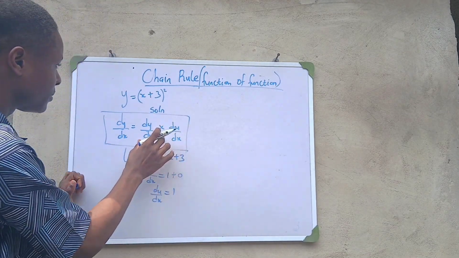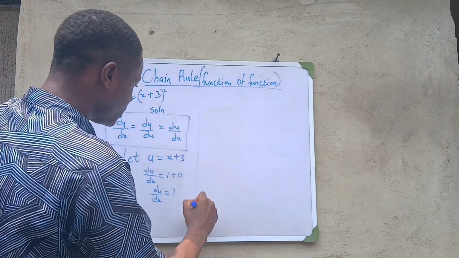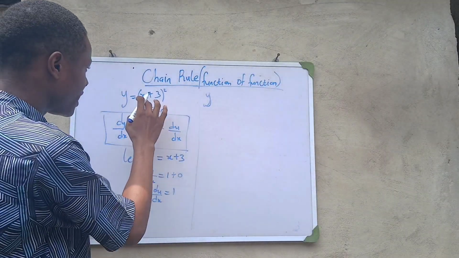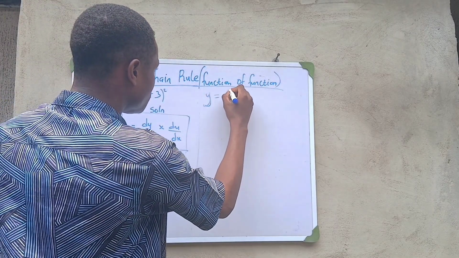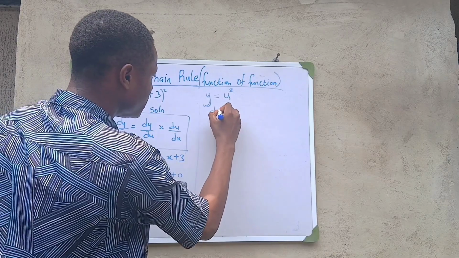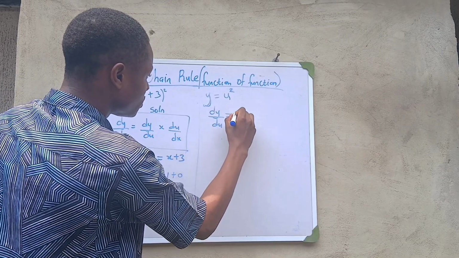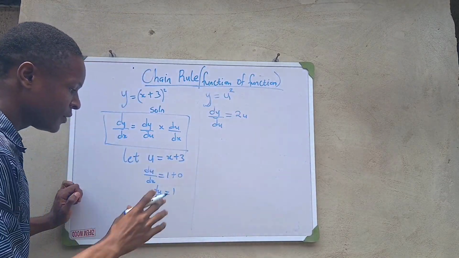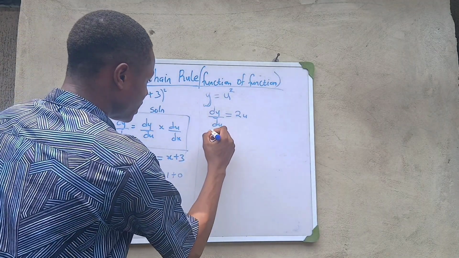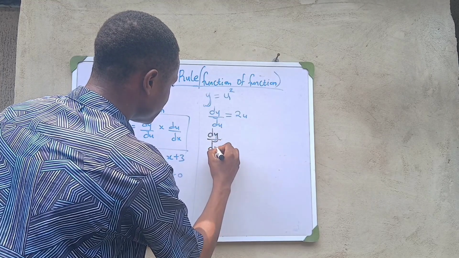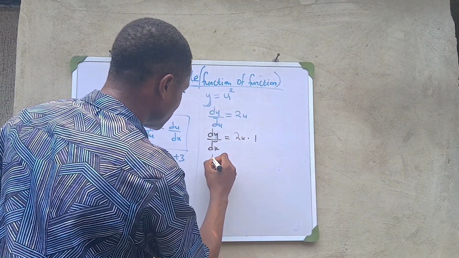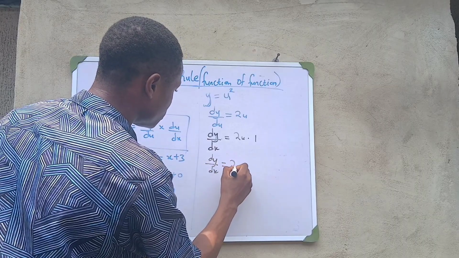So now let's find this part. So going back, we know that since we have expressed u to be x plus 3, we have y is equal to u squared. So differentiating y with respect to u, we have dy over du which is equal to 2u. So now if you look, we have found this and this. Now we can find our dy over dx. So our dy over dx is now equal to this times this. We have 2u times 1. So our dy over dx is equal to 2u.